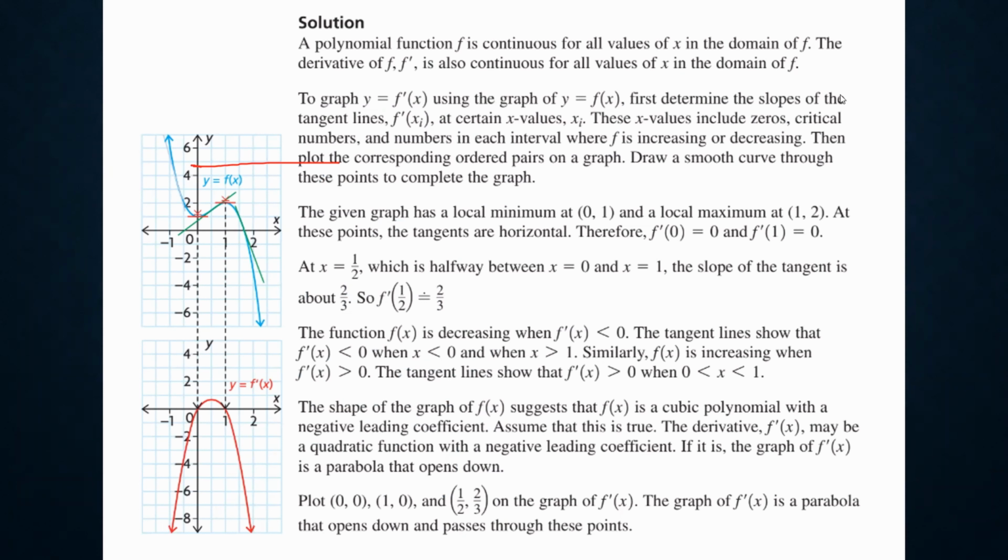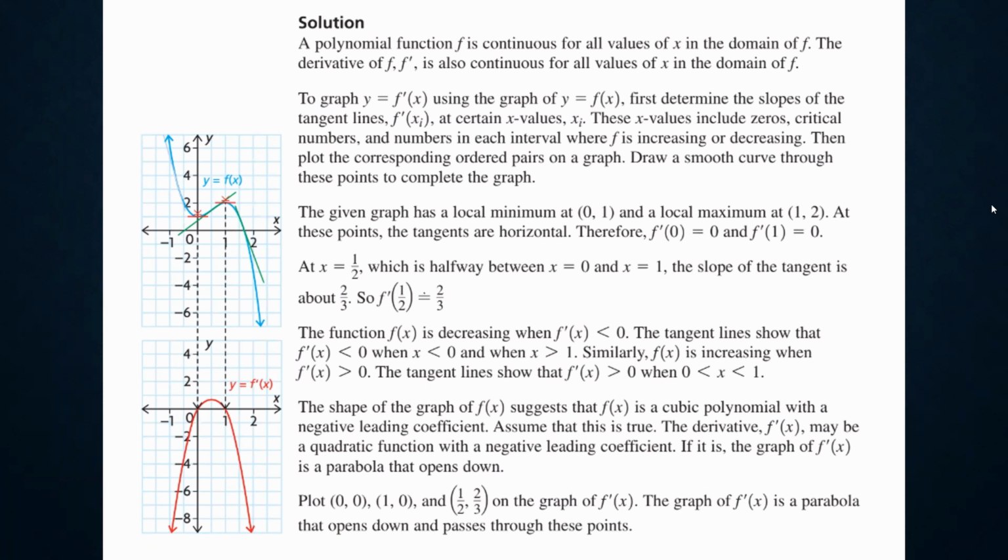Okay. So a polynomial function f is continuous for all values of x in the domain of f. Let's verify it. It's in fact continuous. We don't have empty points, right? We don't have any cusps. It's just a nice smooth curve. Am I right? Yeah.